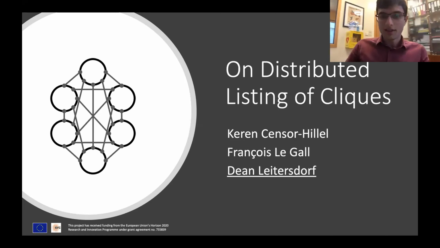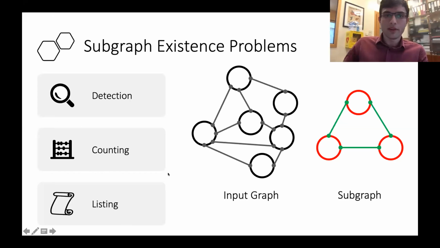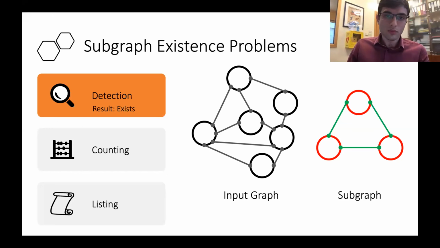So I'll be giving a talk on joint work with Karen and Francois on distributed listing of cliques. So our paper is in the realm of subgraph existence problems, where in these problems, we're given an input graph and a subgraph. And we're asked to detect certain places in the input graph where the subgraph exists. In the most simple version, we're simply asked to determine if the subgraph exists anywhere in the input graph.